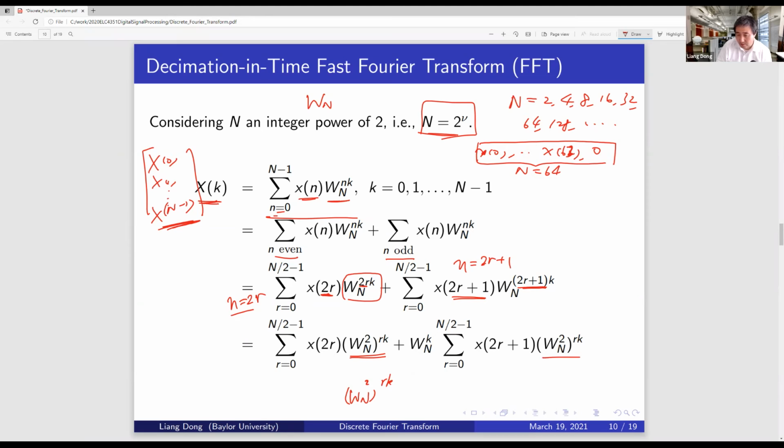And this is because I got 2r plus 1 times k. So if you do this, you have another term which is w to the power k. Because it's nothing to do with r, I can move that out of the summation over r. So we got these steps.